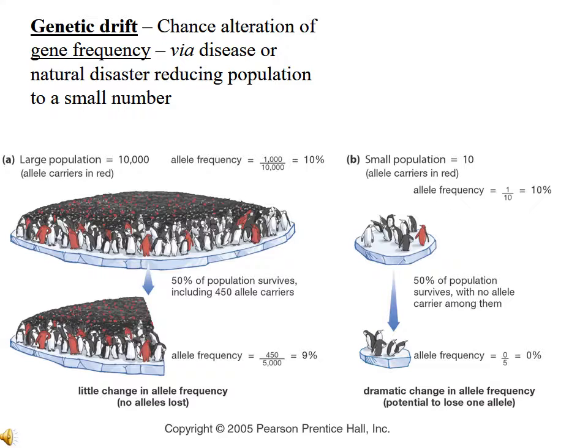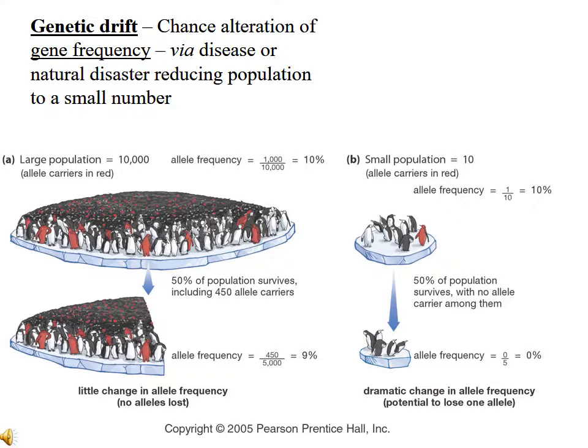Now, in this slide, we're looking at a bunch of penguins. And if we look at the red penguins, they represent the gene frequency of red penguins. Now, to the left, you can see that if a natural disaster comes in and wipes out half of the penguins, the gene frequency doesn't change very much. It goes from 10% to 9% for the red penguins.